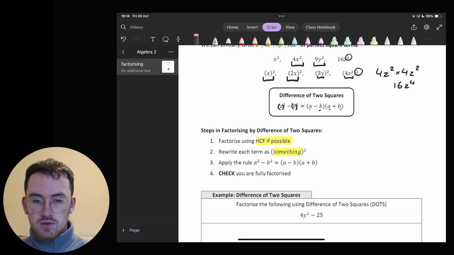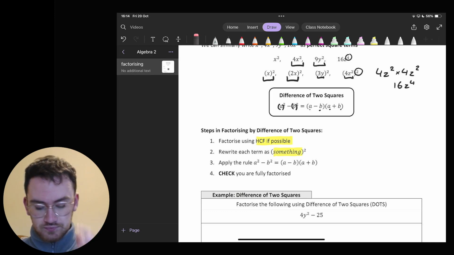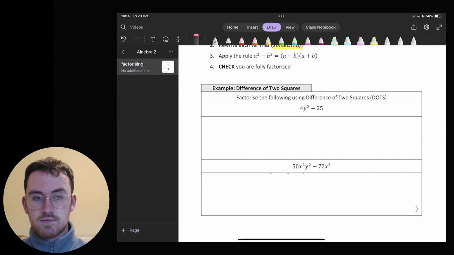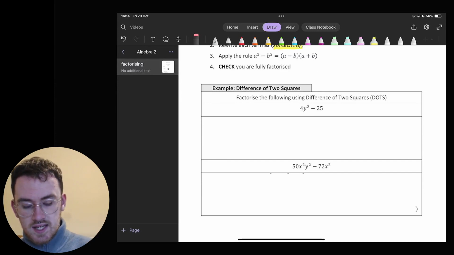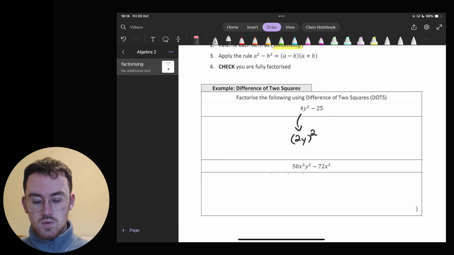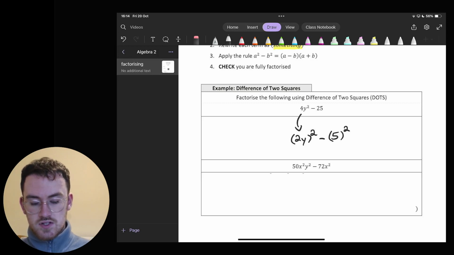So we apply our rule and then we check that we are fully factorized, that there's nothing more that could be factorized out of any of the brackets or anything like that. So looking at this first example, we have 4y squared minus 25. Taking each term individually, 4y squared can be rewritten as 2y all squared. The same thing for 25. 25 can be rewritten as 5 squared.